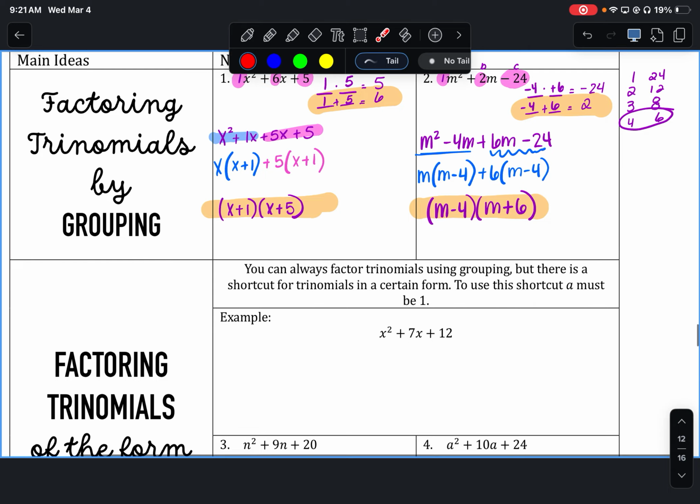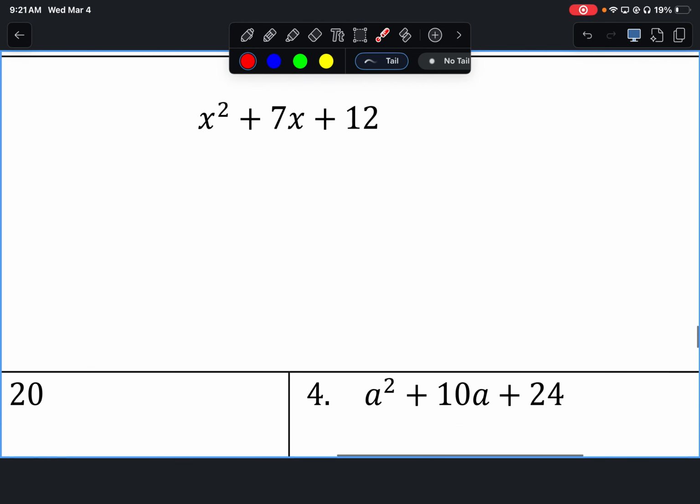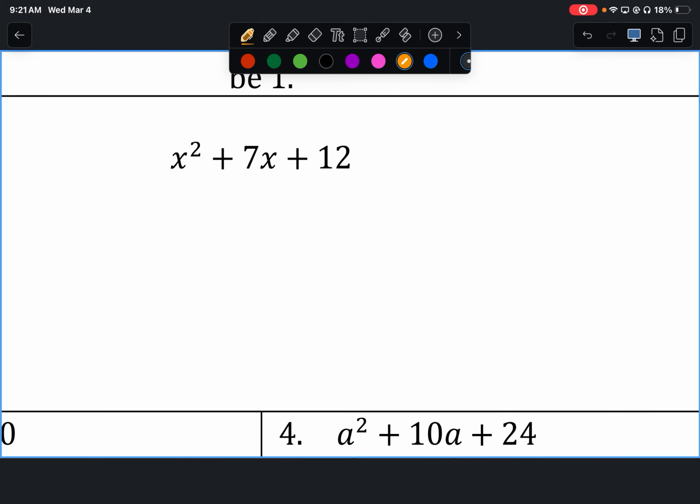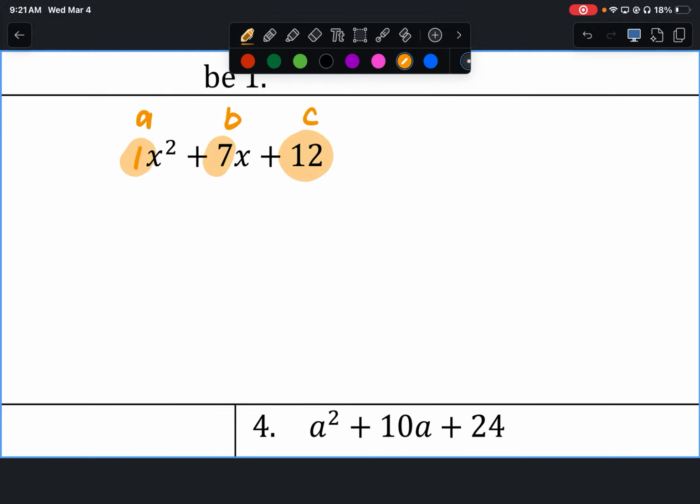Okay, so we can use a shortcut when A is 1 to make this go a little faster. And we're going to work through the shortcut real fast. So now we're going to look at this example we have here in the middle. We have x squared plus 7x plus 12. When I look at this, what is our A term? 1. What is our B term? What is our C term? So we have our A, B, and C.